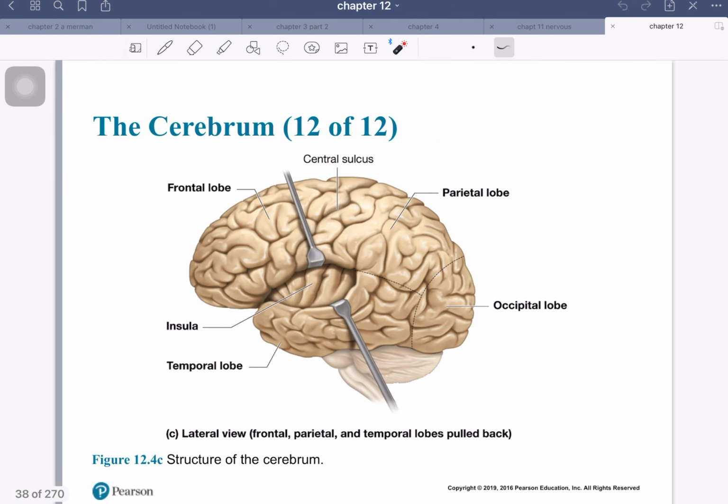Now, where's the insula? We haven't seen it yet. And what you have to do is actually reflect back, which means move out of the way. So we had the temporal lobe that was here, and what we've done is we've just pulled the margin of the temporal lobe down. And when you do, you can actually see the insula is buried within there.